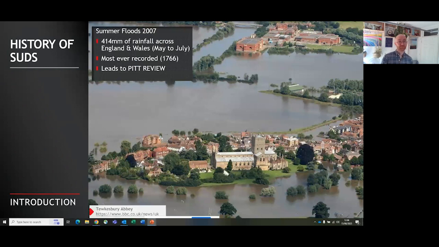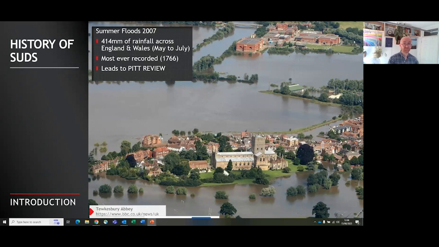So first of all, let's just focus on where SuDS came from. It originated from the 2007 flooding, when the wettest summer on record was recorded. This is data going all the way back to 1766 when records began, and an unbelievable 414 millimeters of rainfall was recorded across England and Wales, so just short of half a meter. And this caused 200 major floods globally, and it caused over £400 billion worth of damage.